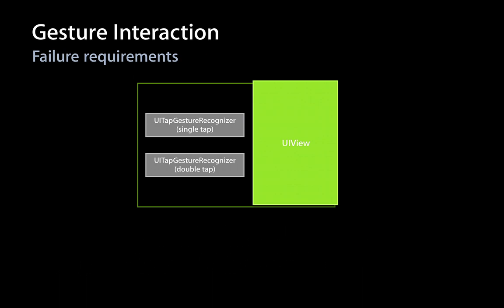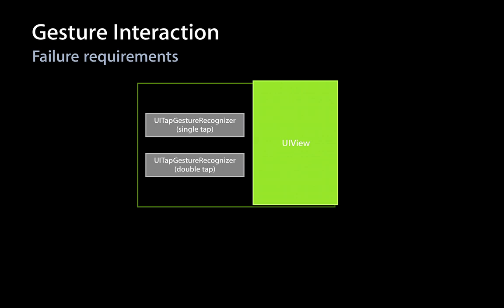The second type I want to talk about is failure requirements. So failure requirements let you specify a relationship where one gesture recognizer will only be allowed to recognize in the event that another one has failed. So you might want this in the case of a single tap and a double tap. You might want it in the case of a swipe and a pan. Maybe you don't want a scroll view to start scrolling unless a swipe has failed. You can set up that relationship, that sort of thing.